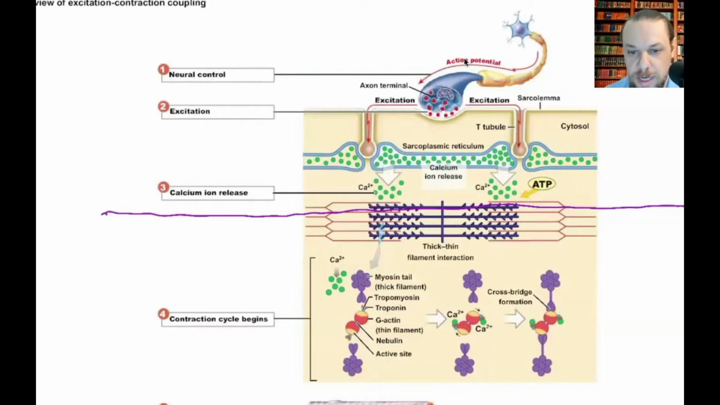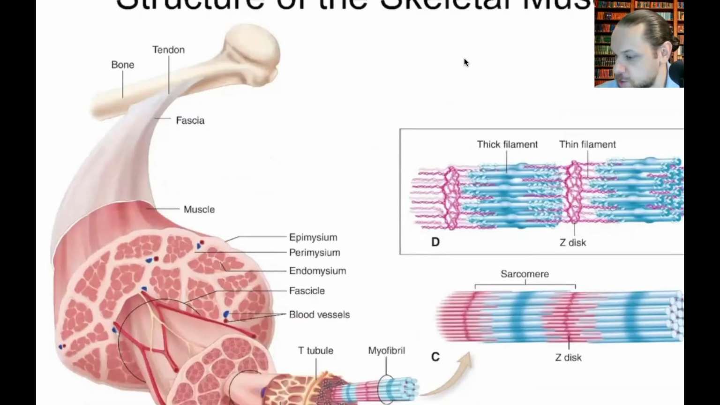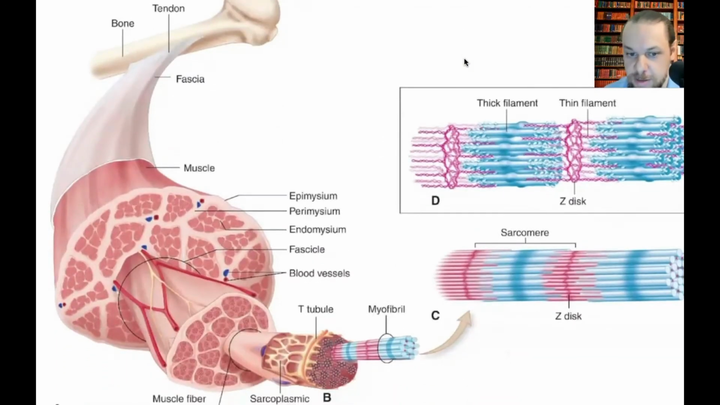Now we're going to talk about how these thick and thin filaments are actually going to interact with each other, and how they couple, that filament sliding theory, right? How that actually occurs, and how the actual muscle contracts, right? So here we're going to get to this portion here, the thick and thin filaments.